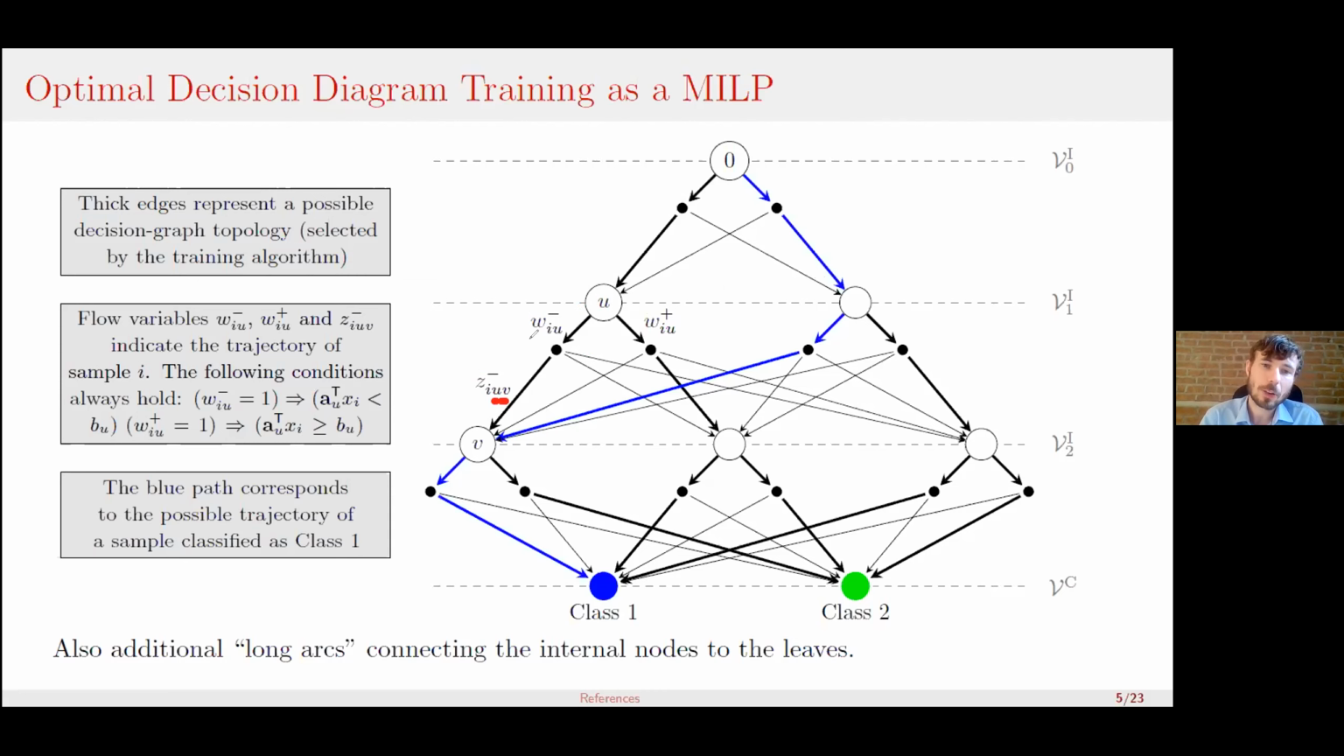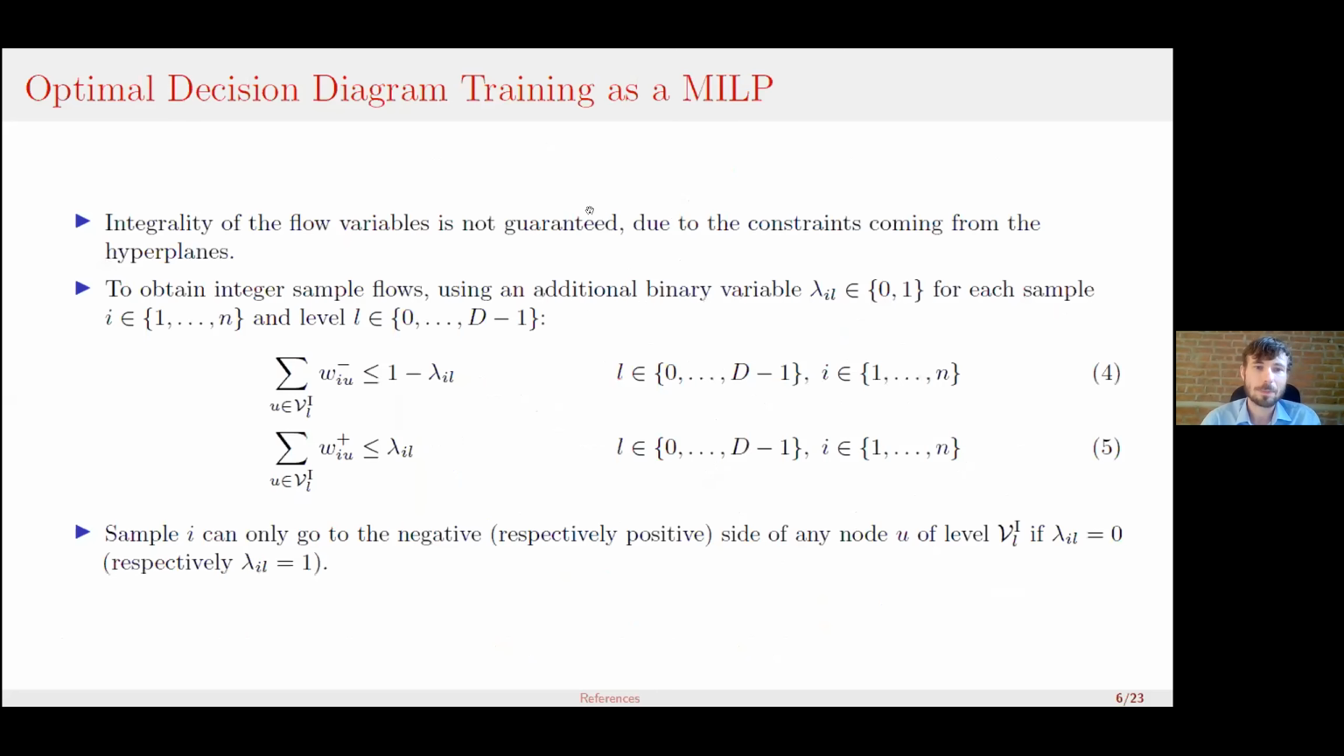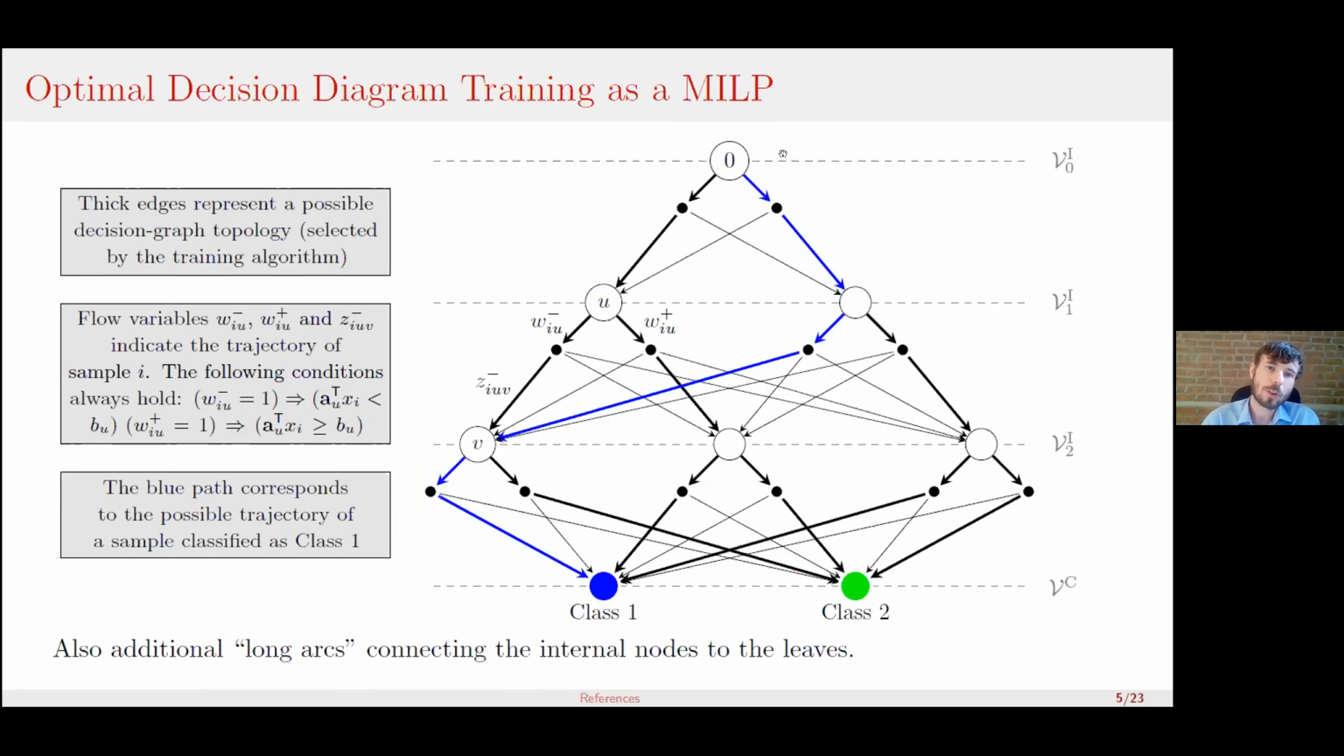An important thing as well, we added possibly arcs that go directly to the terminal nodes. This is also subject to optimization, and the topology can choose to do that. It's just that we don't represent it in this figure because they are just too numerous and it would be very, very difficult to read. Okay, so that is flow conservation of the sample in the diagram.